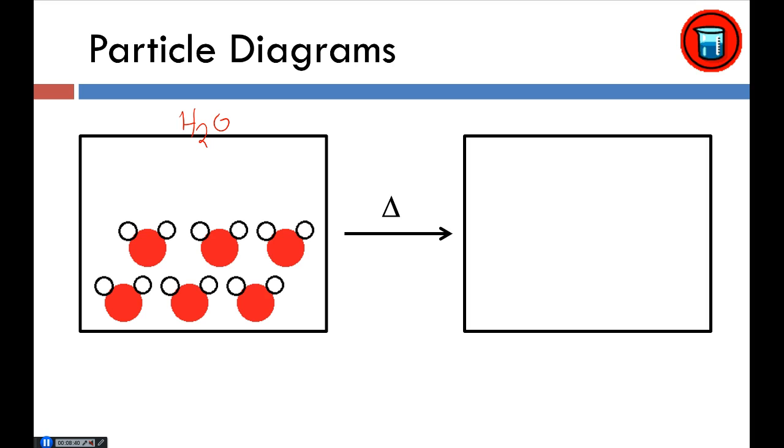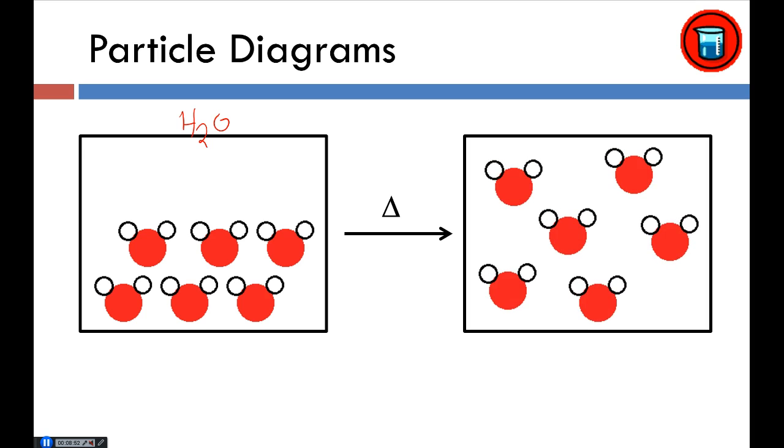The little triangle over the reaction arrow means heat. So you probably know what happens from experience. If you take something like liquid water and you heat it up, you're going to get the molecules to move farther apart from one another. It's still fundamentally the same exact molecule.